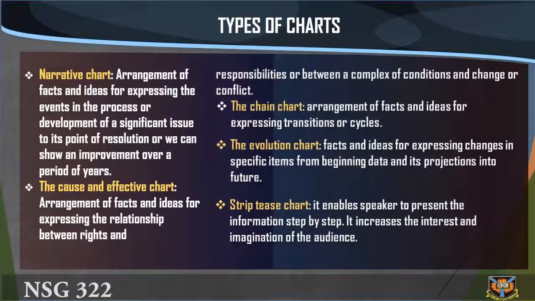Type of chart: narrative chart. Arrangement of facts and ideas for expressing the event in the process of development of a significant issue to its point of resolution, or we can show an improvement over a period of years.